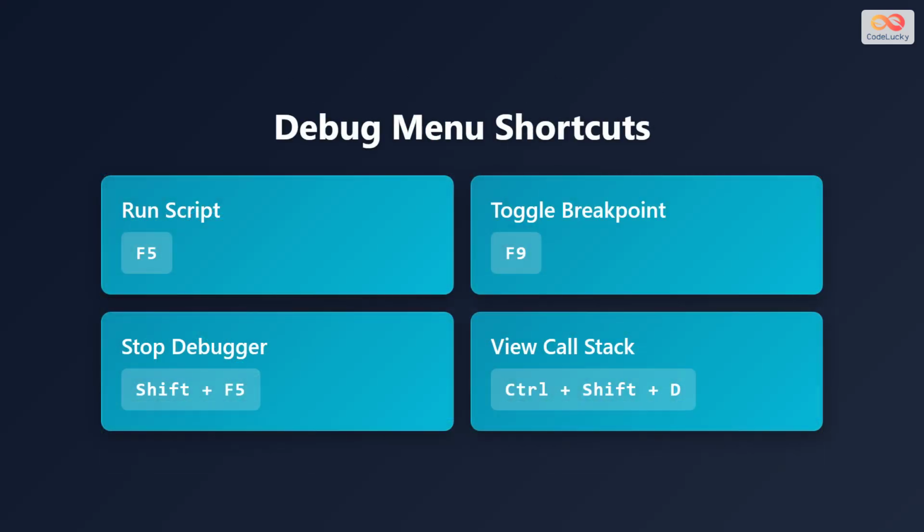The debug menu provides keyboard shortcuts that speed up your debugging workflow. Press F5 to run your script and start the debugging session. This executes your code until it hits a breakpoint or completes. F9 toggles breakpoints on and off for the current line, as mentioned earlier. To stop the debugger at any time, press Shift plus F5. This exits debug mode and returns you to normal editing. Finally, Control plus Shift plus D opens the call stack window, showing you the chain of function calls that led to the current point. Learning these shortcuts will make debugging much faster and more efficient.